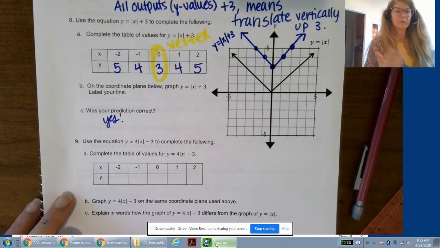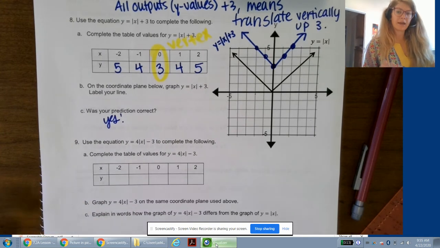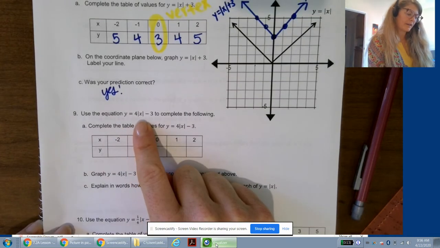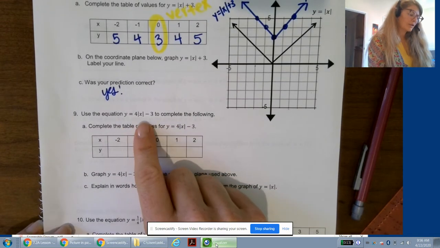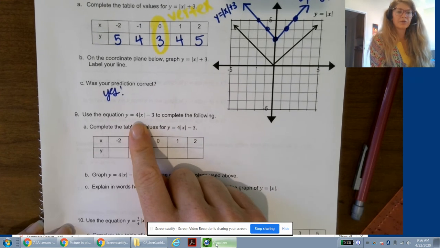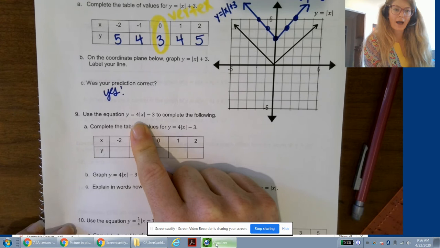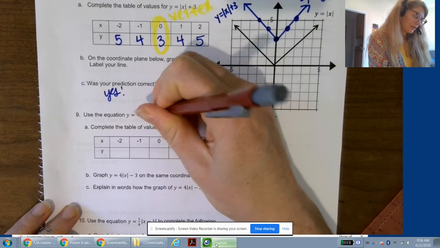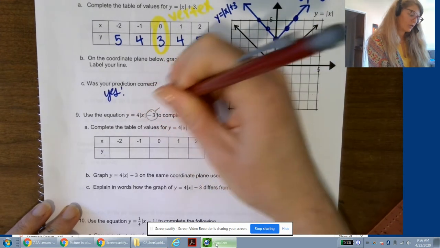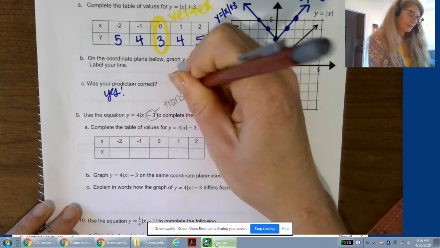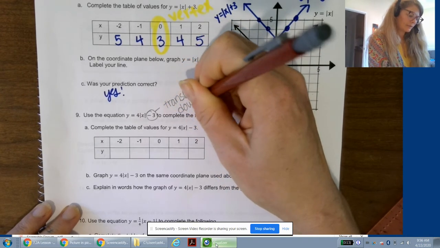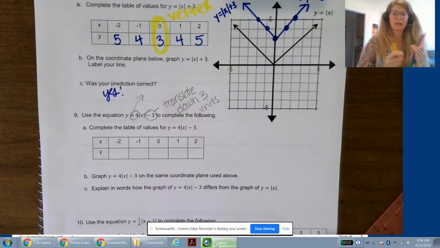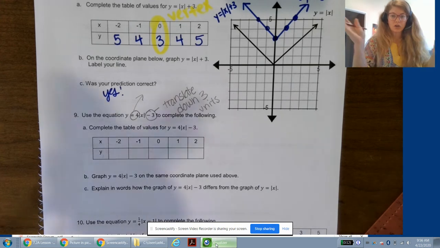Okay, well now we're going to combine some of these transformations and see if we can put them together to make our new graph. So we're going to use the equation y equals 4 times the absolute value of x, and then minus 3. So notice this -3 and that 4 are both going to be affecting our output, which is our y amount. So this -3 is going to do what to our graph? It's going to translate down 3 units.